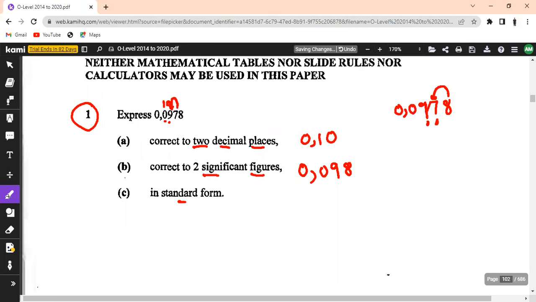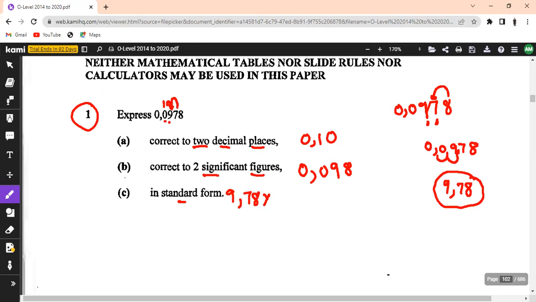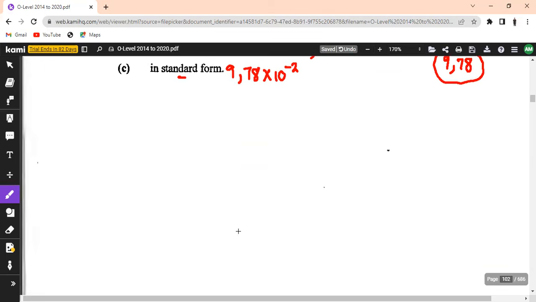Then in standard form, remember that your number should be between 1 and 10. So for this number to be between 1 and 10, we're going to move our comma. That's 1, 2 here. So now the number is 9,78. It's now between 1 and 10, which is 9,78 multiplied by 10 to the power of the number of places that you moved the comma. You said 1, 2, so it's going to be a -2. Why? We started with a 0 digit here. Whenever you start with a 0 digit, it means your exponent is going to be negative. That's what you are going to have at the end.